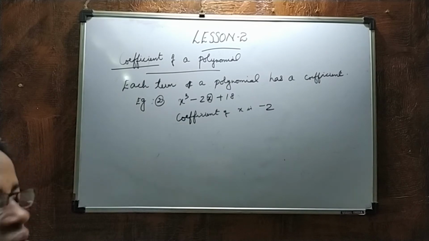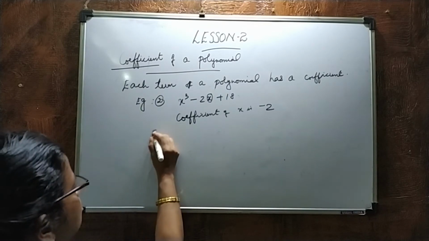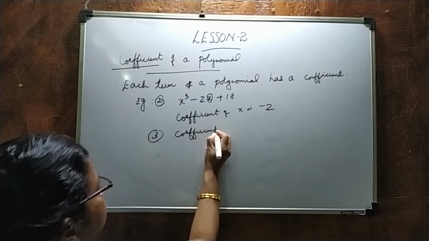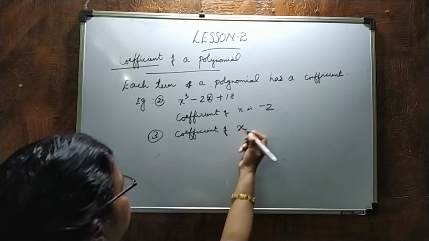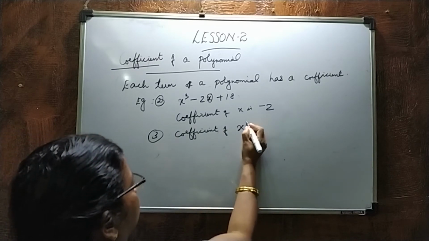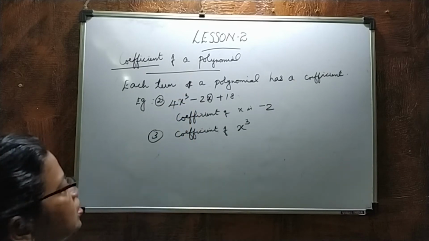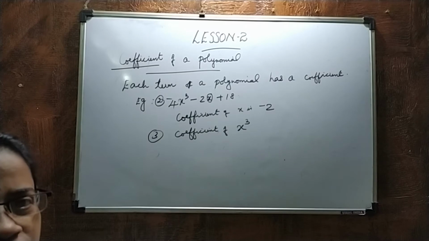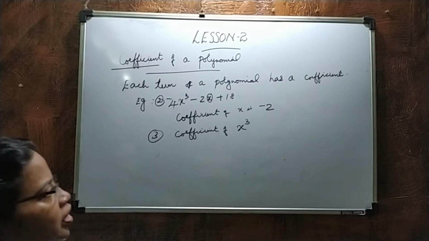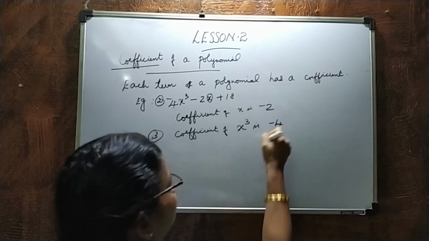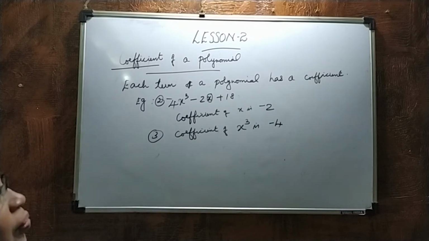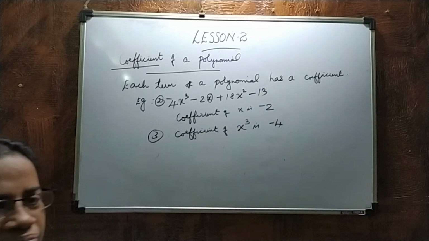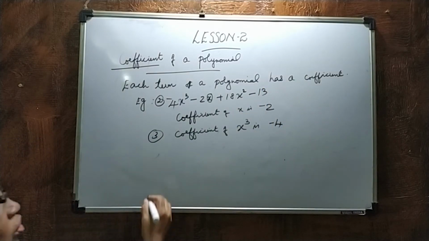Clear? Okay then. Third question: find the coefficient of x. Suppose here negative 4 is there, coefficient of x cube. So what is the coefficient of x cube? It is negative 4. Clear? Suppose here it is x square and minus 13. Just look, what is the coefficient of the next one?